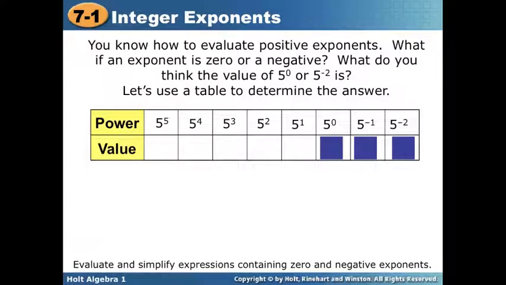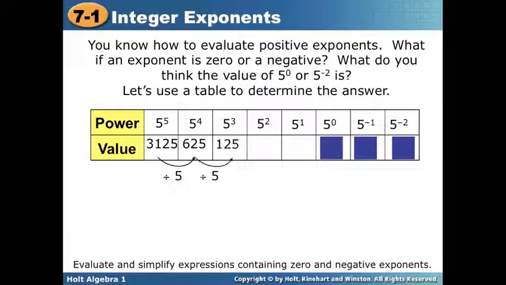Here we have 5 to the 5th, 5 to the 4th, 5 to the 3rd, and it continues. If you find the value of each of these, you can find a pattern. So 5 to the 5th is 3,125. 5 to the 4th is 625. Notice, if you divide by 5, you can get that pattern.